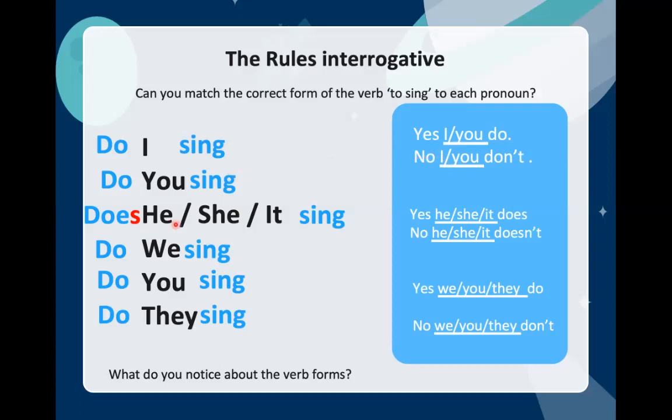Or if I ask, does he, she, or it sing? Ellos cantan. You can answer yes, he, she, it does, or no, he, she, it doesn't, right? Depending on who you are talking about. All right. The same for we, you, they. Do we, you, they sing? Yes, we, you, or they do. Or no, we, you, they don't. Excellent. So it's not so difficult. I hope it's not difficult for you either.